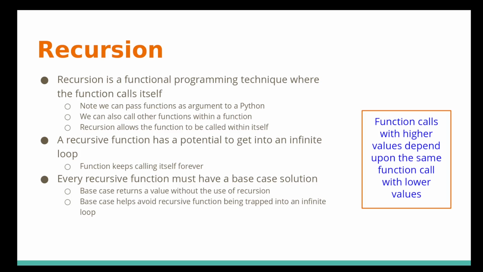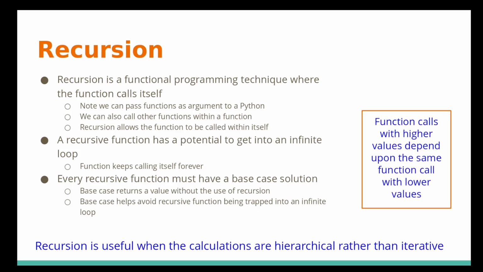Thinking of it another way, function calls with higher values depend on the function call with lower values, and this is called hierarchical calculations. Iterative calculations are also similar to hierarchical calculations, but the function calls with higher values may or may not depend on the same function call with lower values. So in some ways, an iterative function can have some elements of recursion, but all recursive functions have to have a function call at a lower value to compute a value at a certain stage, except for the base case.